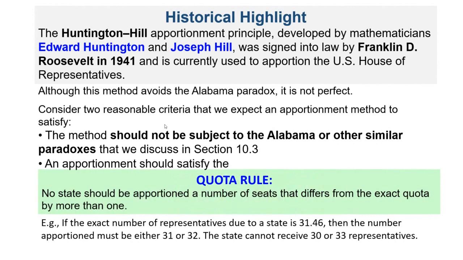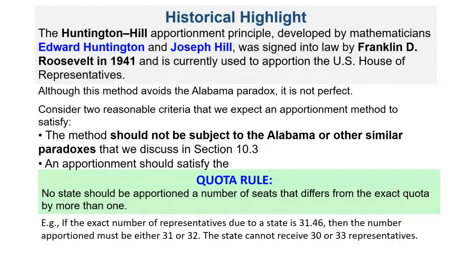The quota rule tells that no state should be apportioned a number of seats that differs from the exact quota by more than 1. Remember the exact quota in the Hamilton method. In the Hamilton method, we found the exact quota. It was a number with a fractional part. We cannot assign a fractional part of a representative. And with the Huntington Hill method, it may happen that the number assigned is too far from the exact quota.